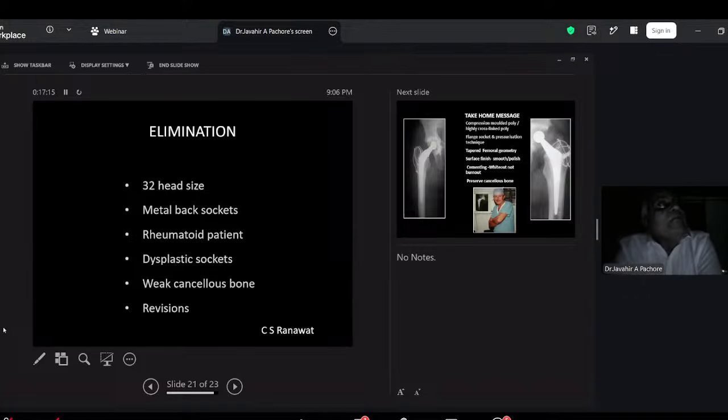This was a great statement by Ranawat. Cemented arthroplasty should not be considered with using more than a 32 head. Metal back sockets are out. You should not use it in rheumatoid patients. You should not use the cemented dysplastic socket or weak cancellous bone revision. I think if you can eliminate that, the cemented results can be much, much better.